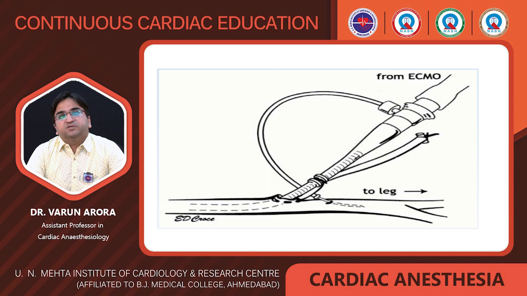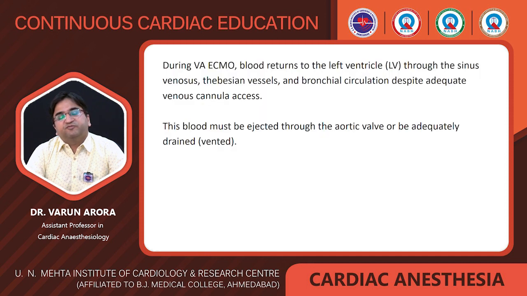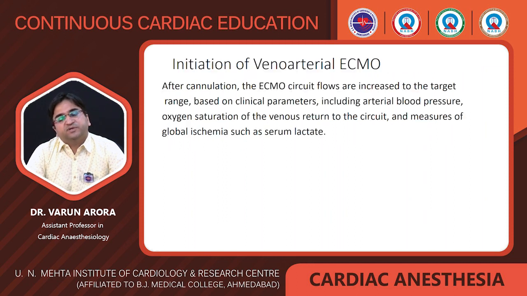As we are talking about, to prevent limb ischemia, a distal cannula can be placed. During VA ECMO, blood returns to the left ventricle through the sinus venosus, Thebesian vessels, and bronchial circulation despite adequate venous cannula access. This blood should either be ejected through the aortic valve, or it can be drained through an LV vent.